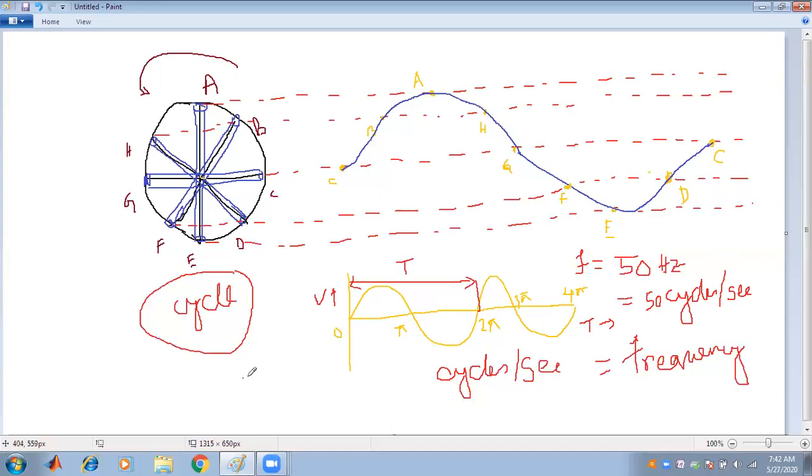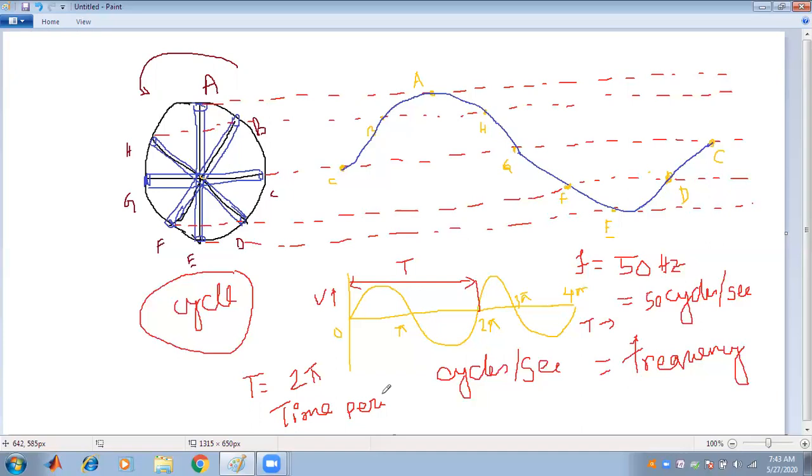So the time period is denoted here by T. For this sine curve it will be 2 pi. After 2 pi, from 0 to 2 pi, that is the time period. After the 2 pi time period it will start repeating. So this is known as the time period.